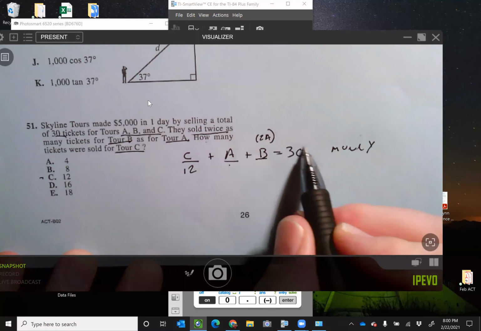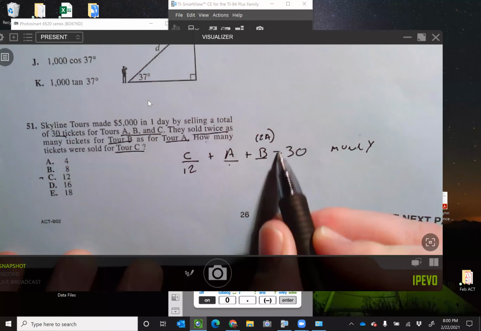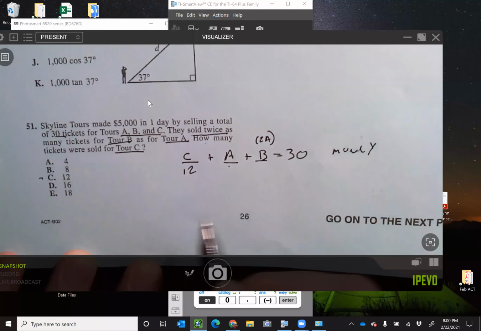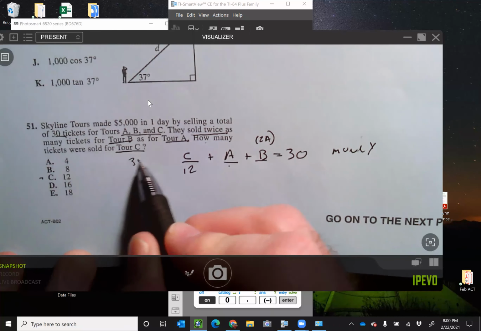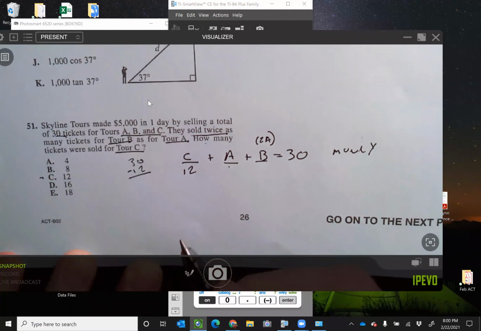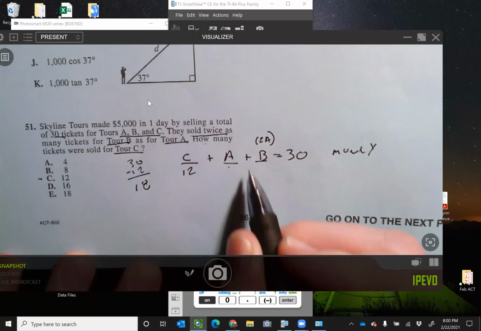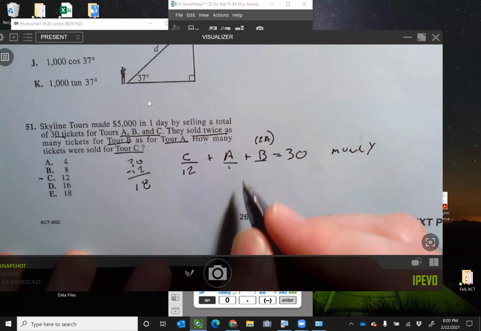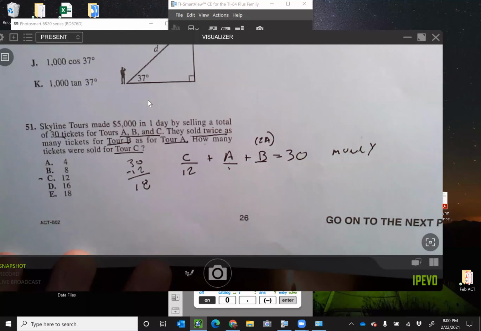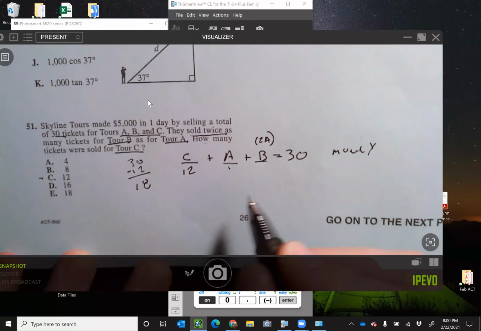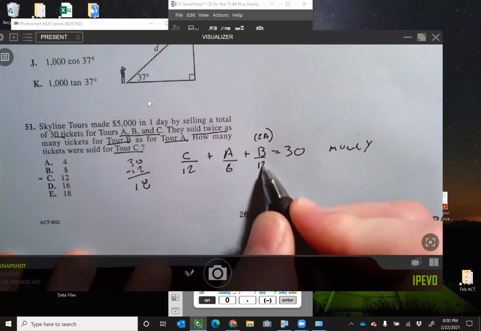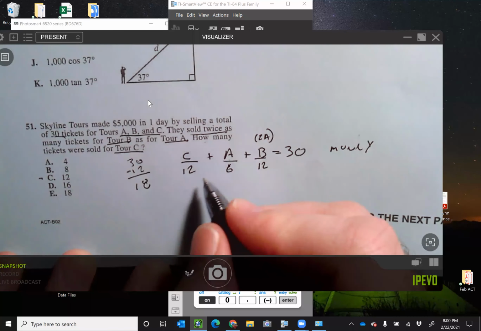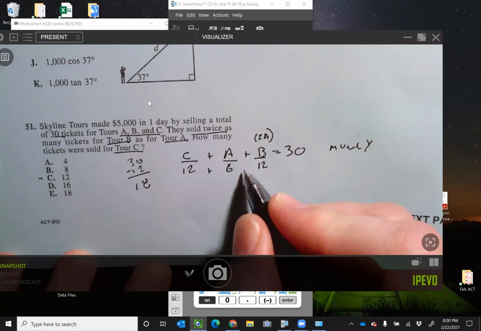what I would think of is, well, there's 30 tickets sold total. So if we had 30 tickets, I subtract 12 from that, that's going to give me 18 left for these two. So this would have to be, well, that's kind of tough, isn't it? I don't even think that's possible. No, I take it back. 18. 12 and 6? Yeah, 6 and 12. Okay, thank you. Yeah, so 6 and 12.